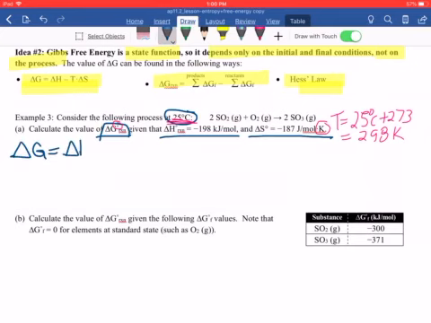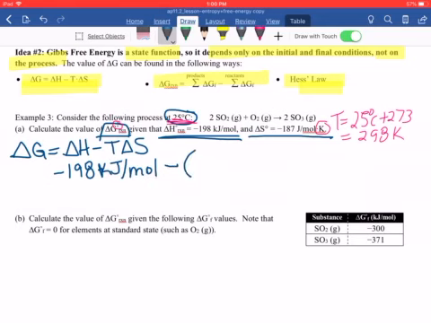We have delta H minus T times delta S. So our delta H given to us is right there. So I'm going to plug that in. Negative 198 kilojoules per mole. We're subtracting from it our temperature, which is in Kelvin, so 298 Kelvin.